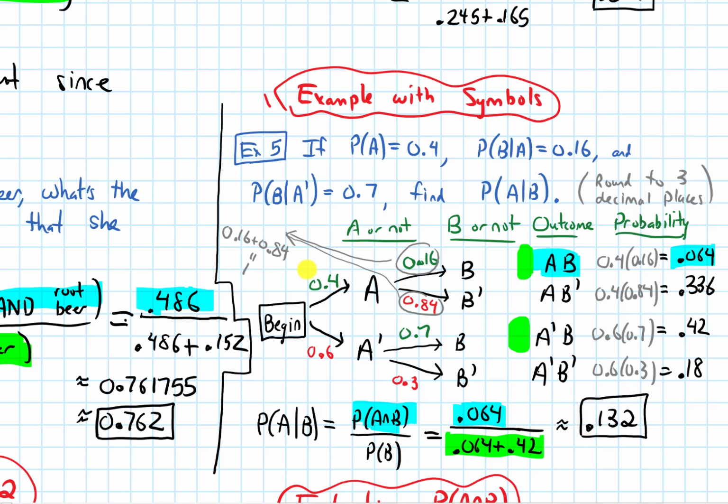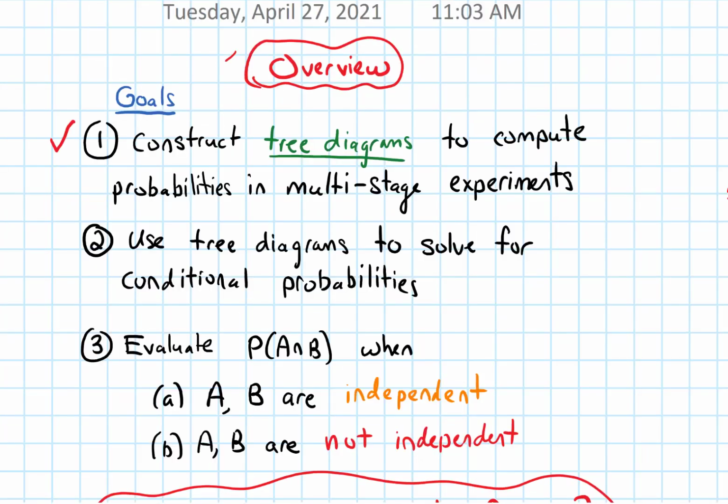These tree diagrams can be very helpful in organizing multi-stage experiments like this, particularly for evaluating these conditional probabilities. In terms of our goals for this section, we finished our second goal. Over the last few videos, we've shown how we can use tree diagrams to solve for conditional probabilities in word problems, as well as in a purely symbolic example like this one. In the next video, we will talk about how we can evaluate the probability of A intersect B when our two events are independent and when they are not independent.